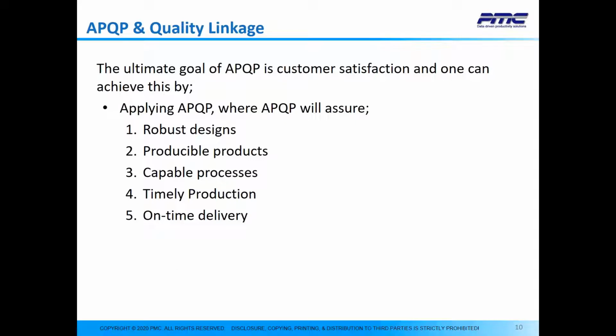So what are advanced product quality planning and the quality linkage? At the end of the day, the ultimate goal of APQP is to satisfy the customer. In order for us to do that, we really need to apply APQP, which will assure us robust designs, producible products, capable processes, timely production, and of course, on-time delivery. And if you think about the PPAP elements we mentioned earlier, the 18 requirements, those will be the evidence of us meeting the requirements and satisfying our customers.